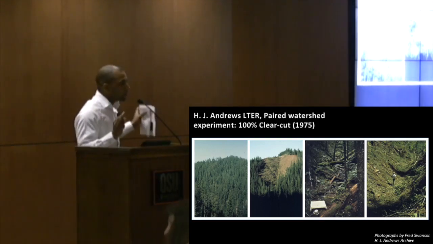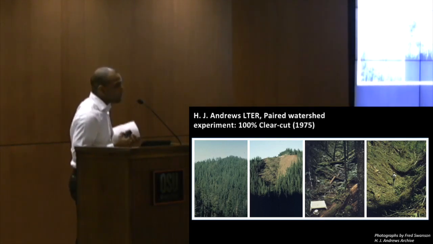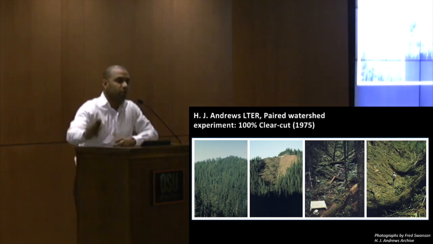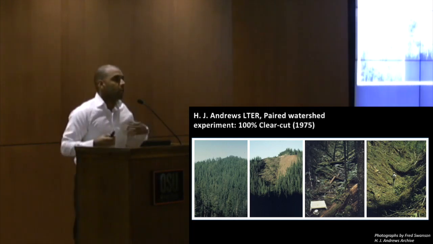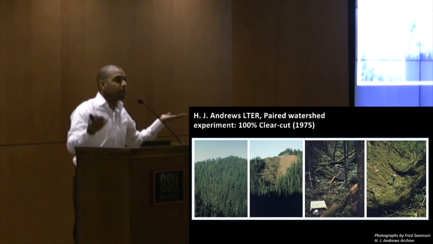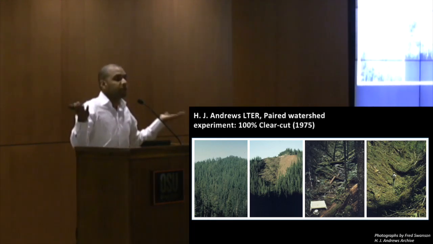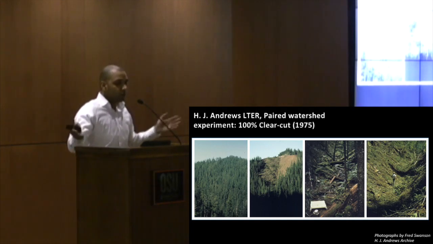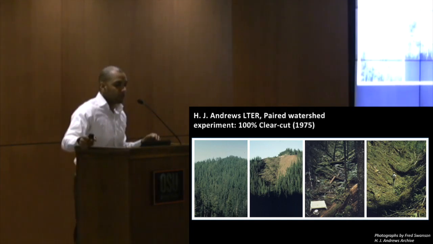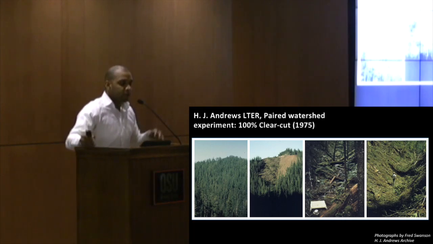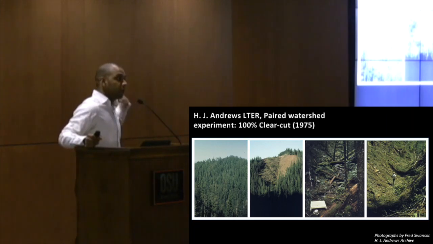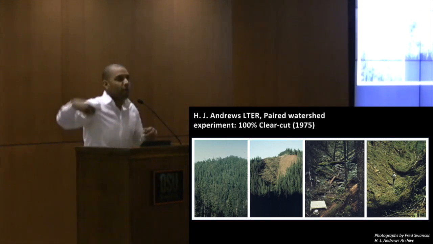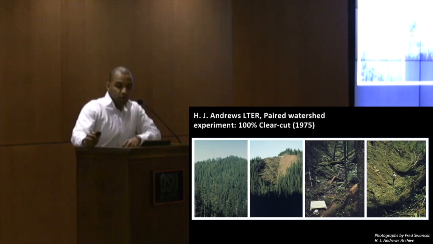So I'm going to start with two short stories about how we can represent these changes in ecosystems. I'm going to start with a story that comes from the H.J. Andrews. In the H.J. Andrews, we had this experiment where we cut one watershed and were trying to compare the response of this watershed with another one that we kept as a control. Watershed 10 is the watershed that we're going to look at as the logged watershed. It was cleared in 1975, and now we have this rich database to look through time at what was going on in there. And we have watershed 9, which is the control.